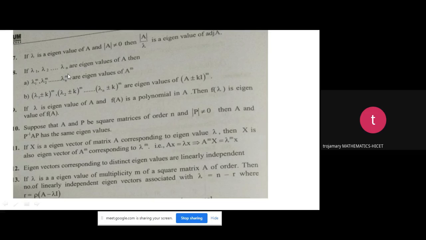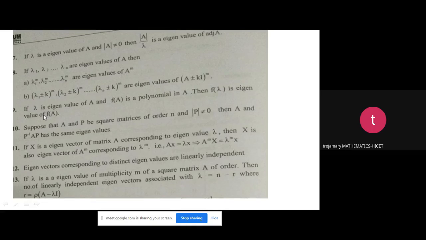If lambda 1, lambda 2, etc., lambda n are eigenvalues of A, then lambda 1 power m, lambda 2 power m, etc., lambda n power m are eigenvalues of A power m. Similarly, lambda 1 plus or minus k power m, etc., are eigenvalues of (A plus or minus kI) power m. If lambda is an eigenvalue of A and f of A is a polynomial in A, then f of lambda is an eigenvalue of f of A.